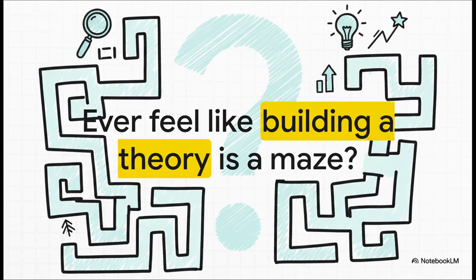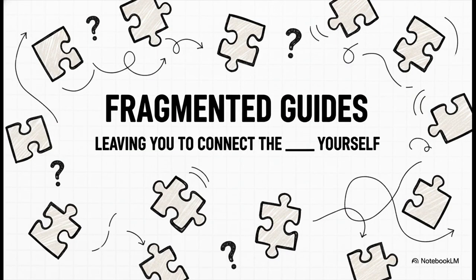You're staring at all the literature, you can kind of see the gaps, but actually turning that feeling into a solid, defensible theory, it can honestly feel like you're just wandering through a maze, hitting one dead end after another. And hey, if you've ever felt that way, you are definitely not alone. The paper we're digging into today points out this huge problem. A lot of the guides that are supposed to help us are, well, they're all over the place. They focus on one little piece of the puzzle, and you're left to try and connect all the dots yourself.